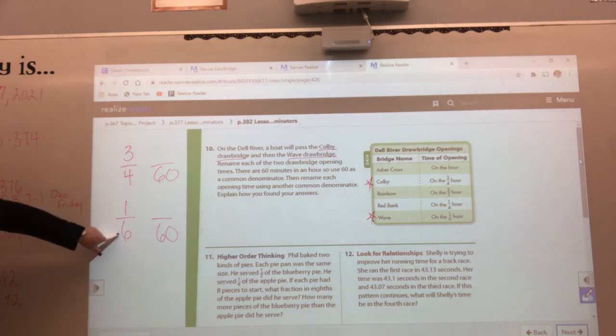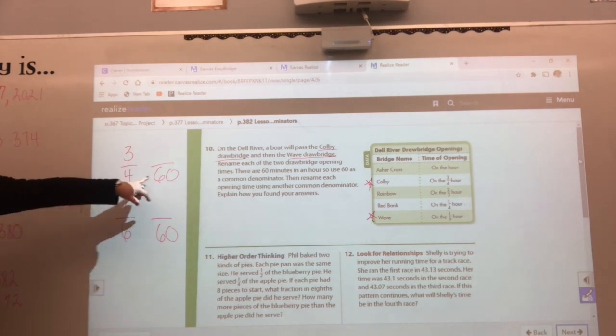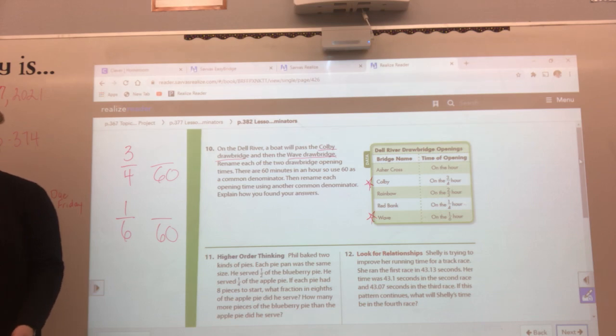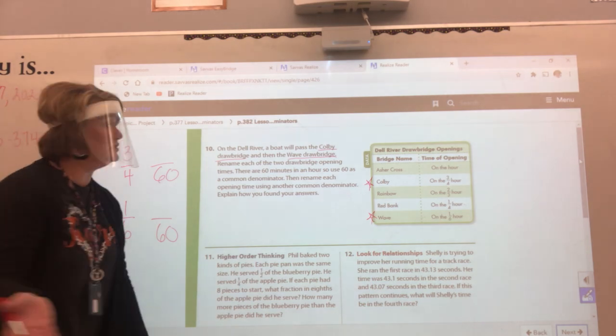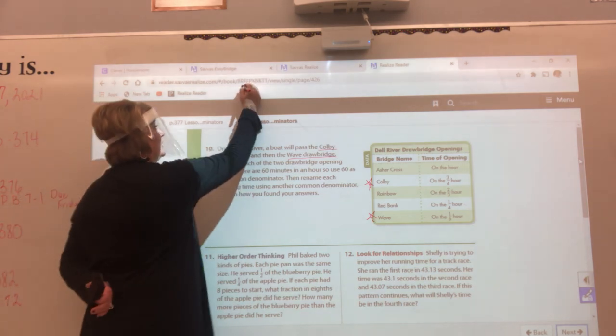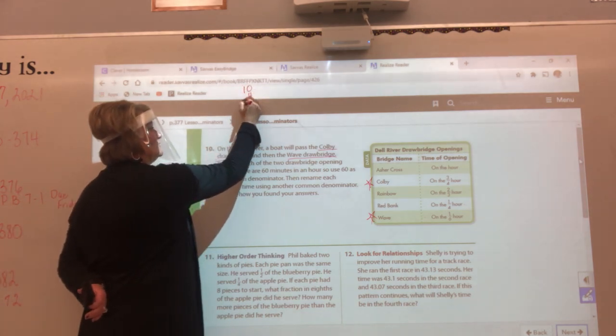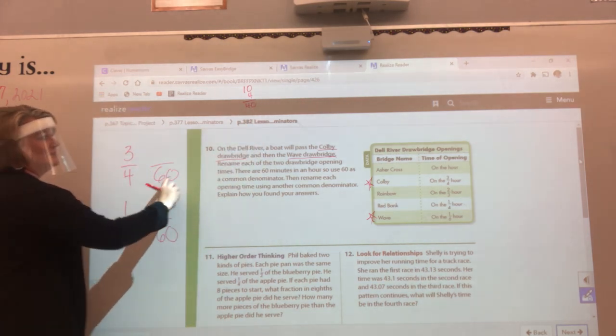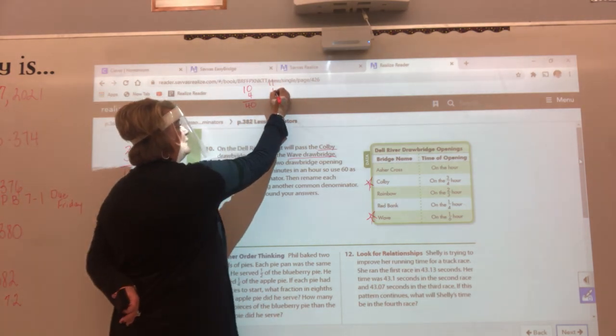So 6 is my bigger denominator. Well, it really doesn't matter. We already figured this out. We already know what the denominator is going to be. So we just got to ask ourselves, how do we go from 4 to 60? Well, here's what we did last hour, okay? Because some kids were like, I don't know, that's too big. I went to what I do know. I know that 10 times 4 is 40. Where do I got to get to? 60. So I can keep going up by 4s.